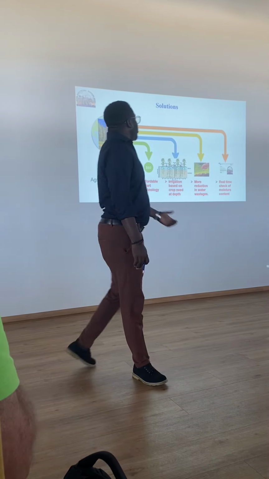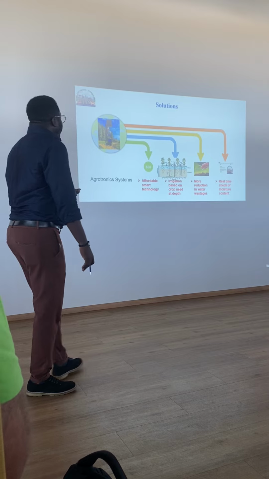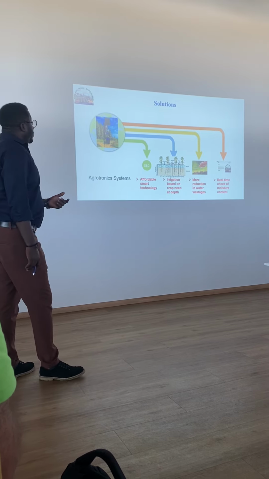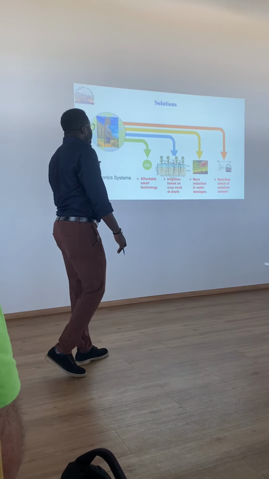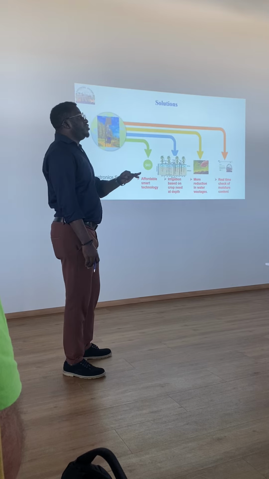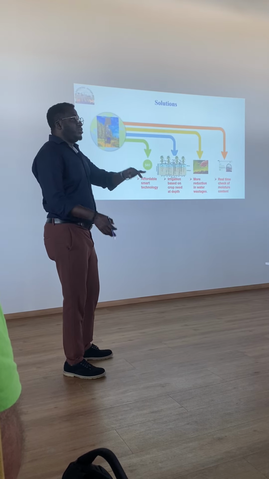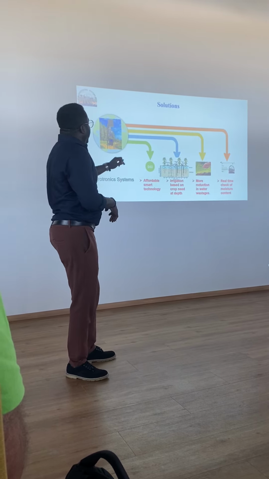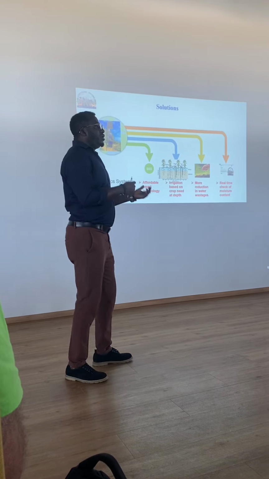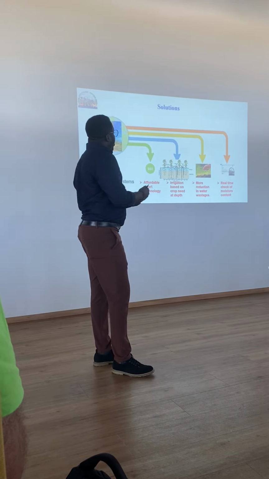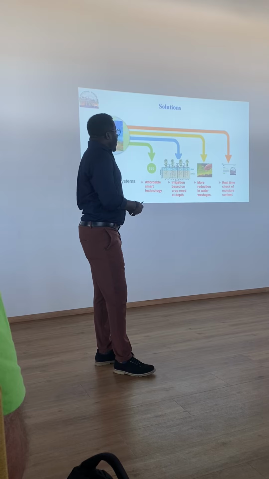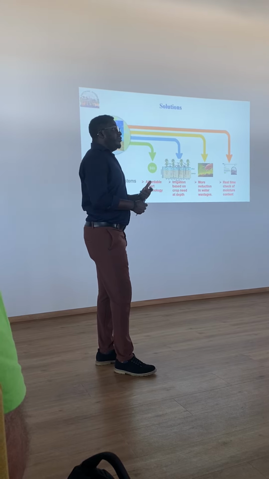And what are the solutions I proposed? I decided to make it more affordable. I decided to make the farmers irrigate based on the crop needs, not just based on the moisture content of the soil. Then I also decided to help the world in reducing water wastages. And then I made my result real time.